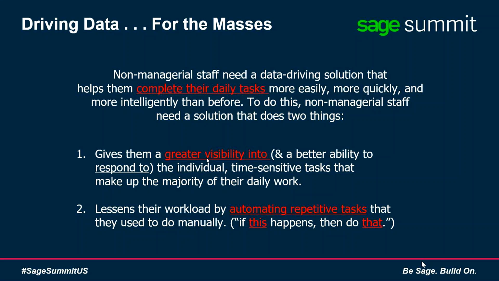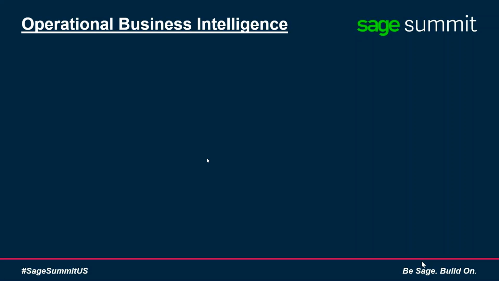For example, sending out invoices. When a customer places an order with you, you know that you want to ship that customer an order confirmation, an acknowledgement, or an invoice. You probably want to carbon copy the customer's sales rep or account manager. These are processes that are done over and over and over, day after day. And what we need to invest in is a data-driving solution that automates processes like that. And this is what is now called Operational Business Intelligence, or OBI, as if we need yet another acronym.